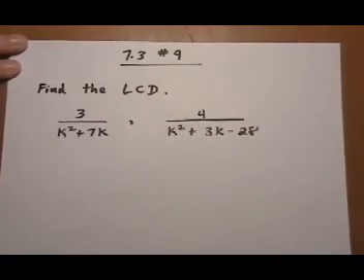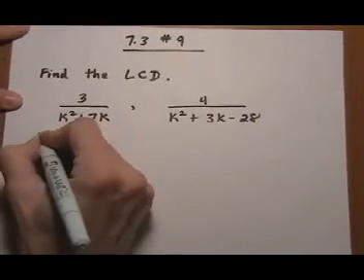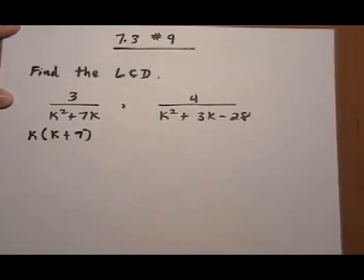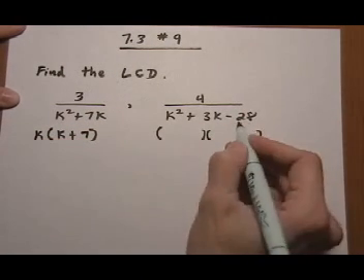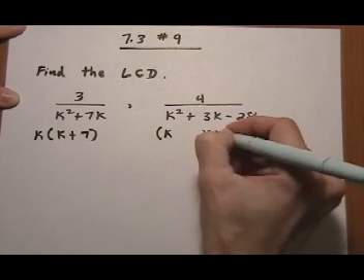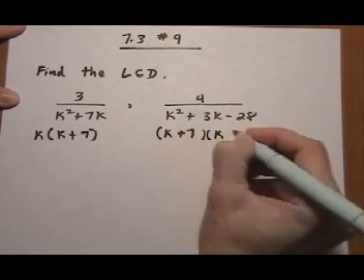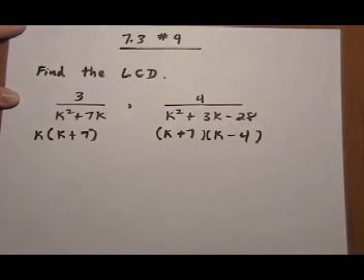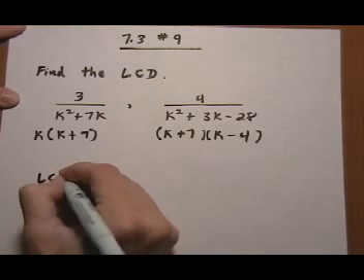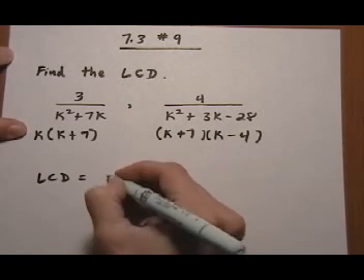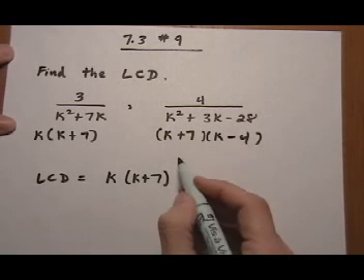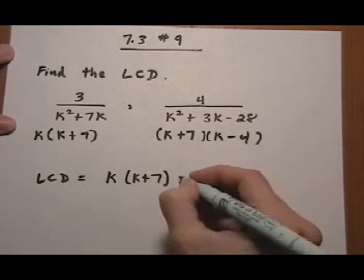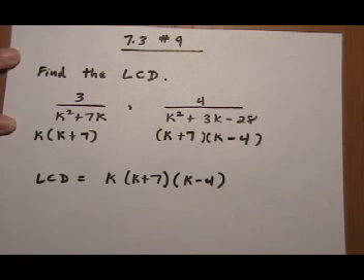And number 9, find the LCD. Same steps. First we factor. K times k plus 7. And this one is a trinomial, so we're going to get a binomial factoring. 4 times 7 will give us 28, so we have k, k. We want the 7 positive, so we get a plus 3 middle term and the 4 negative. And now we build the LCD by taking the entire first denominator, k times k plus 7. And now we're going to multiply in anything that's missing. K plus 7 is already there. K minus 4 is not. So we need to multiply that in, and there we have it.